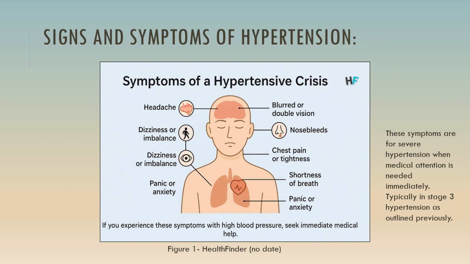Signs and symptoms of hypertension. These symptoms shown in the image are for severe hypertension when medical attention is needed immediately, so typically in stage 3 hypertension as outlined previously. Headaches and blurred or double vision are the most common symptoms of hypertension.